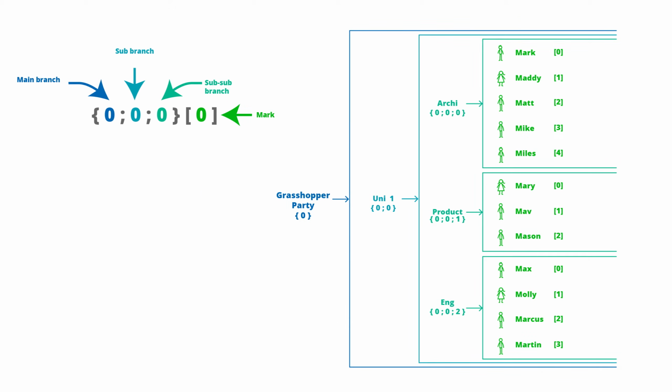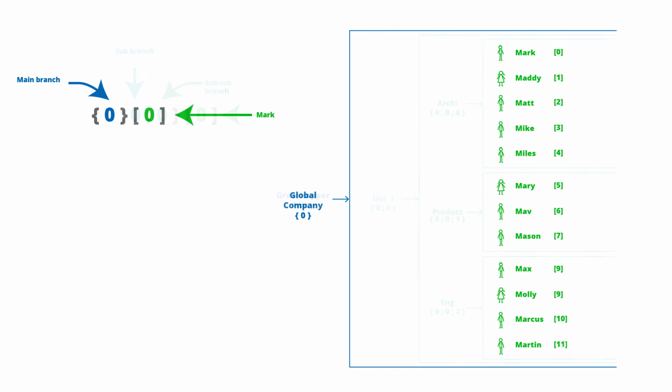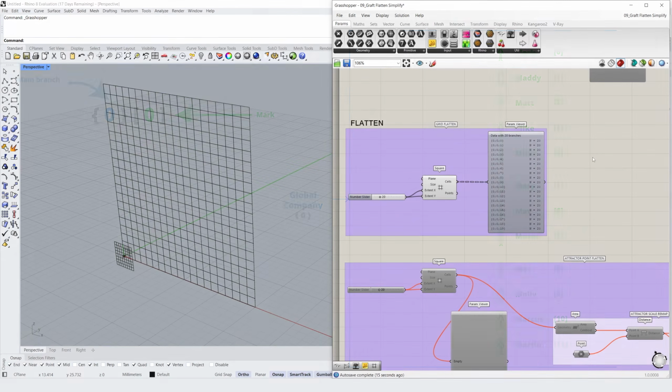Imagine our group of partygoers were once again organized into a tree based on the degree they were studying and the university they went to. Flattening removes all of these branches and puts everyone back onto a list. Our index count starts at 0 and counts all the way up. No matter how complex your data structure or how many branches, flattening will always remove all branches and give you a flat list. Let's move back to Grasshopper and examine this in practice.